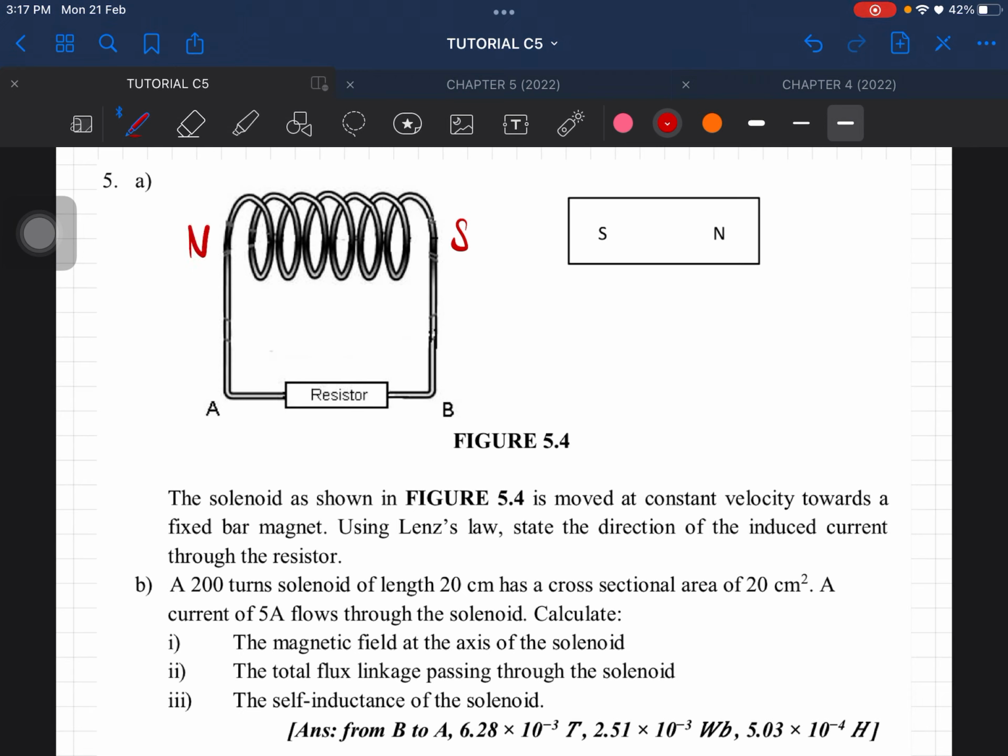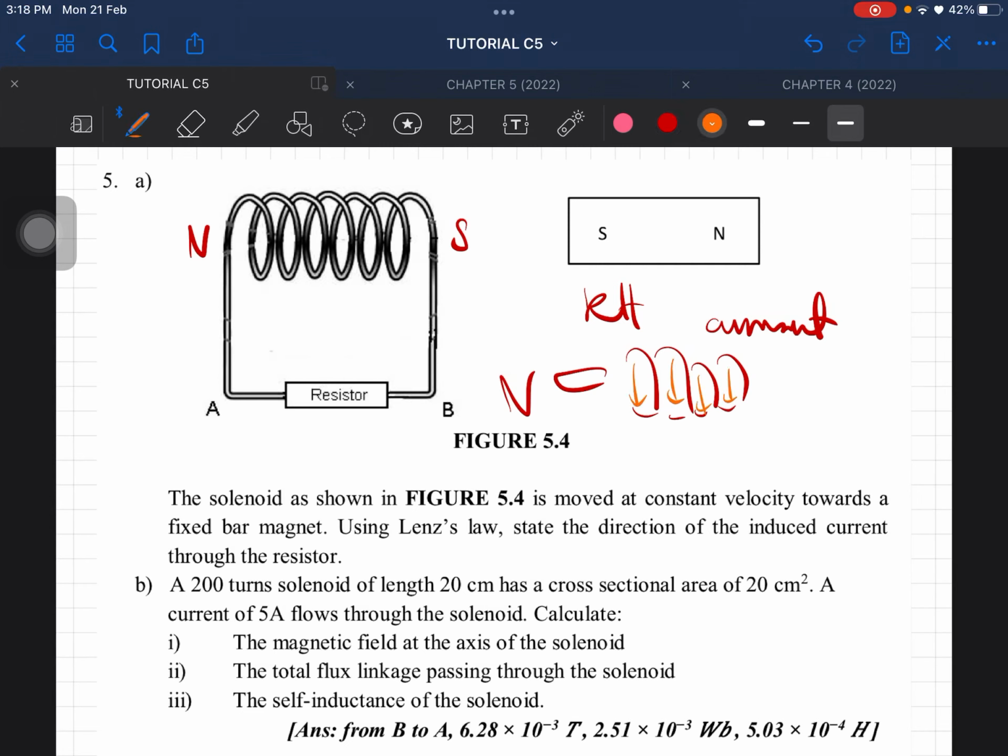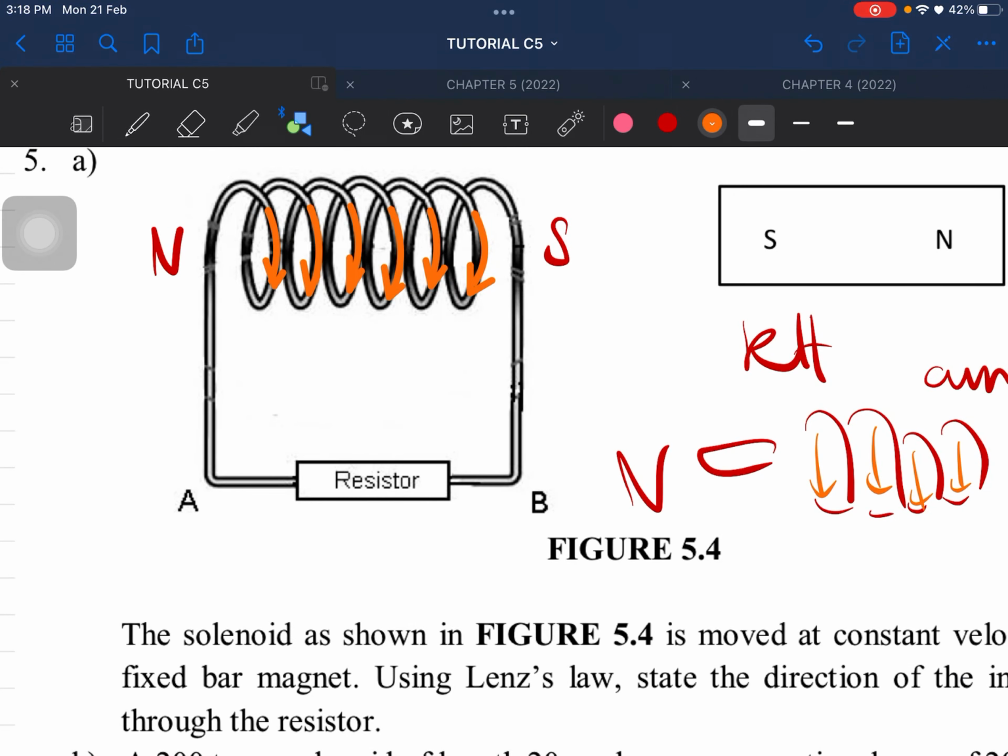Why do we need that? Because we are going to use the right hand grip rule to consider the direction of the current flowing. The thumb is telling us the direction of the north pole, and the rest of the fingers are telling us the direction of the current. If you look at this, the current should be pointing downwards. So the current will be pointing like this, and then it will go up into this coil here.